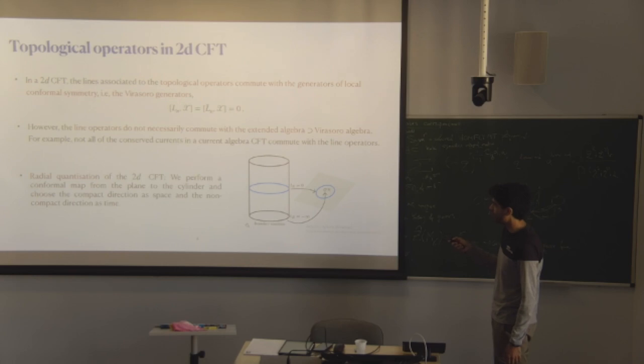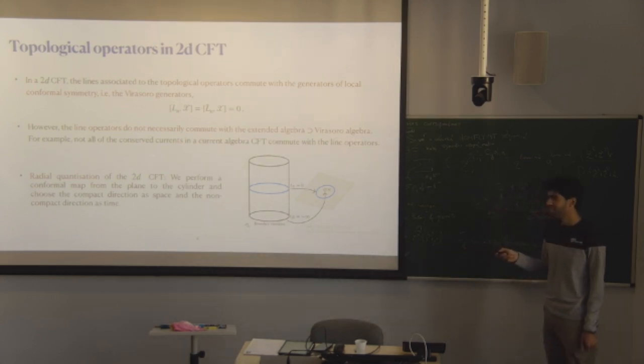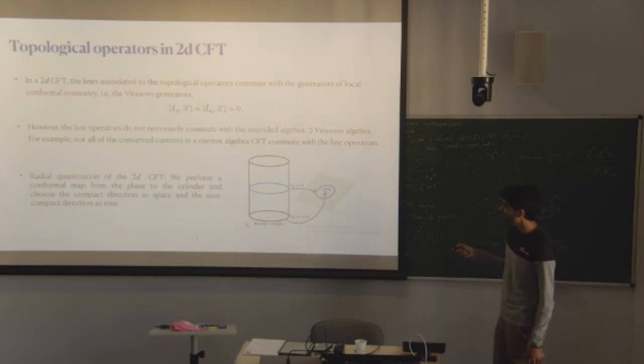To understand this in a Euclidean setup, we need to choose a direction of time. For that, we use the most common radial quantization picture of a 2D CFT. In this picture, we take the complex plane and map it to a cylinder. From the cylinder, you can see how we define equal-time slices. This S^1 circle is just an equal-time slice. The non-compact direction is the time direction, and the compact direction is the spatial direction.